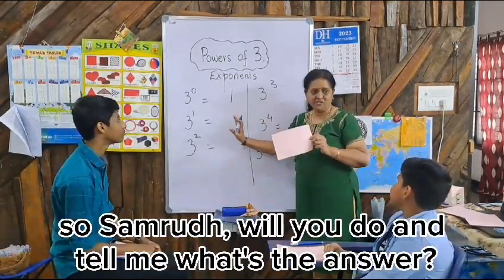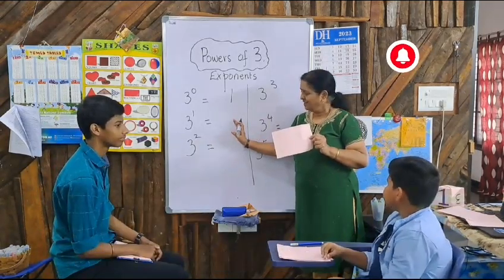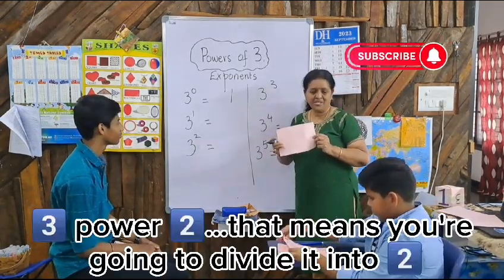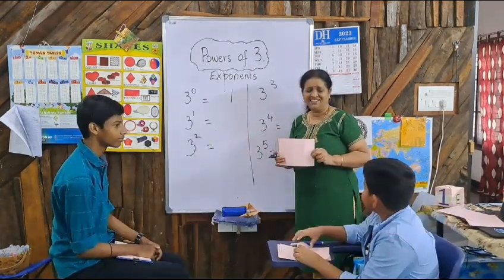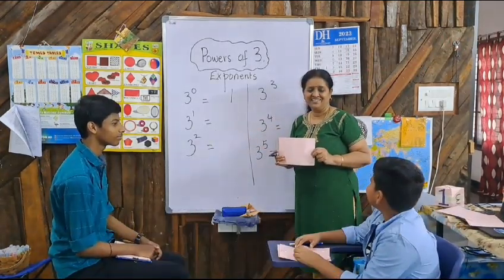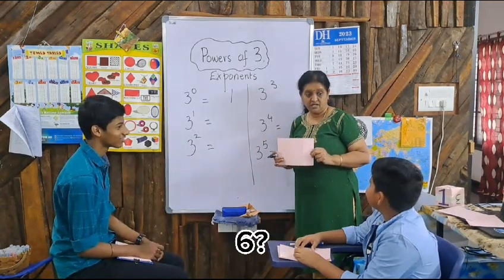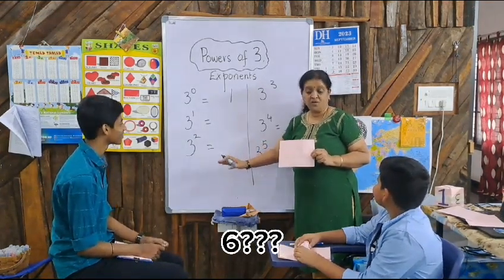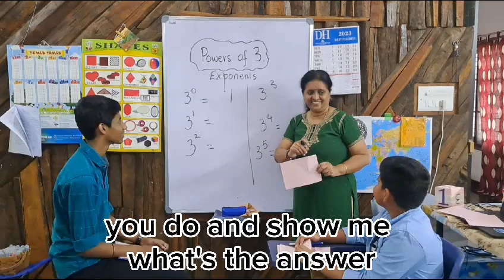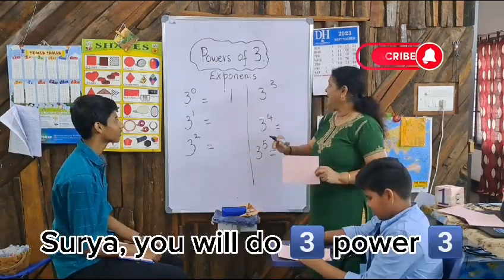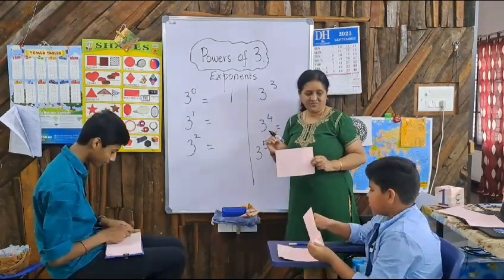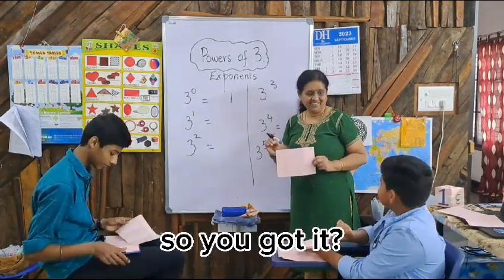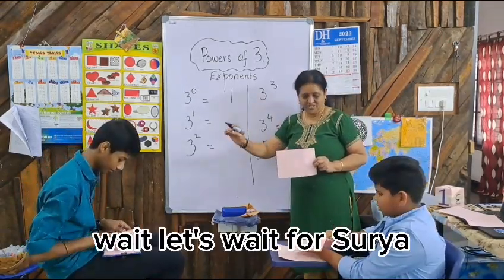So Samrud, will you do it and tell me the answer? 3 power 2. That means you are going to divide it into, can you tell me what would be 3 power 2? What do you think will be the answer? 6. Okay, you do and show me the answer. Surya, you will do 3 power 3. Let's wait for Surya.